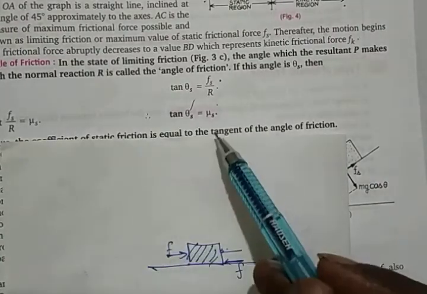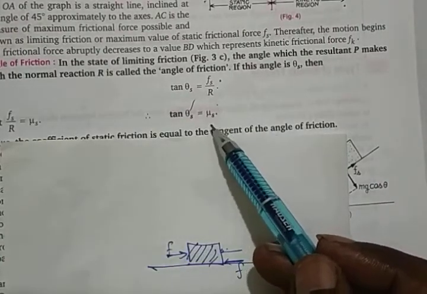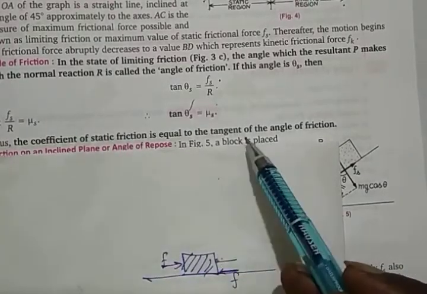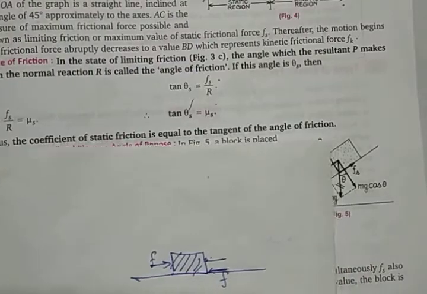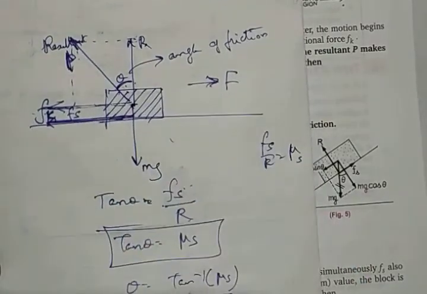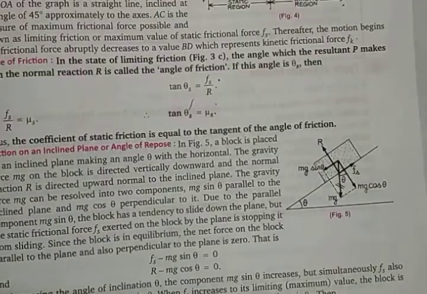Okay, because what is mu? Coefficient of friction, right? So the coefficient of friction is equal to the tangent of the angle of friction. What is theta? Theta is the angle of friction. So remember this one with the diagram.